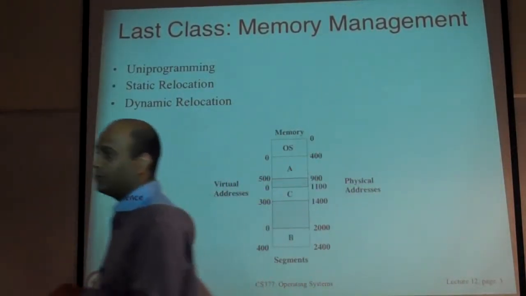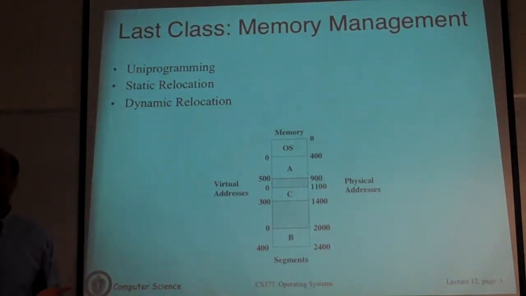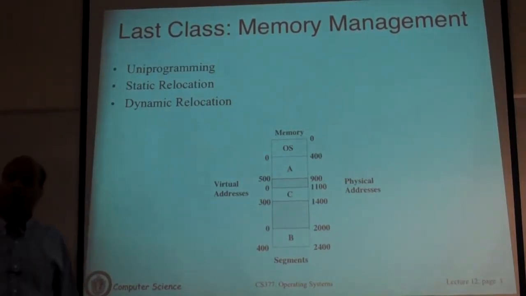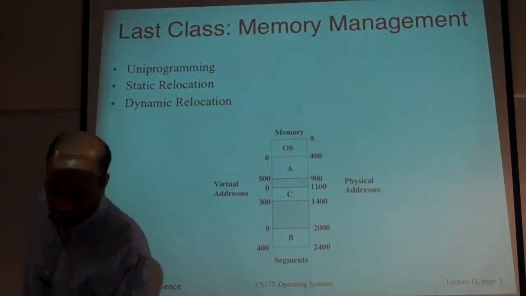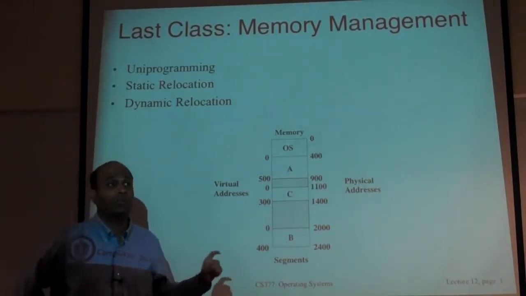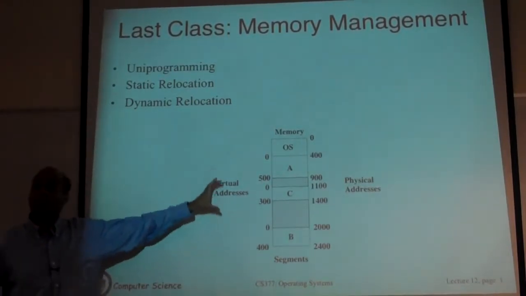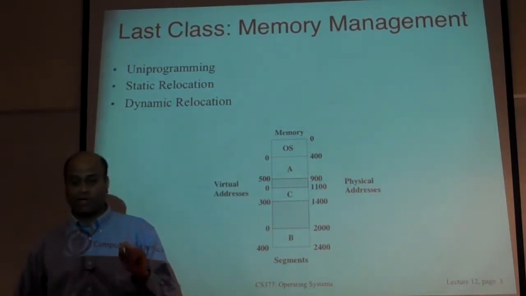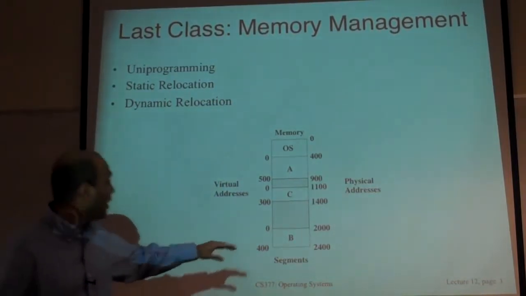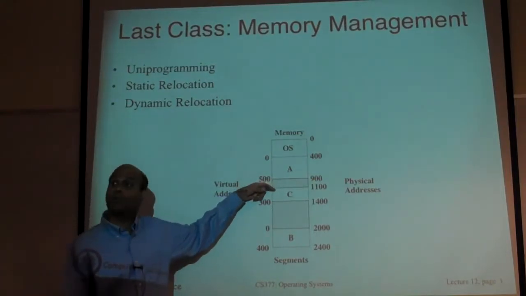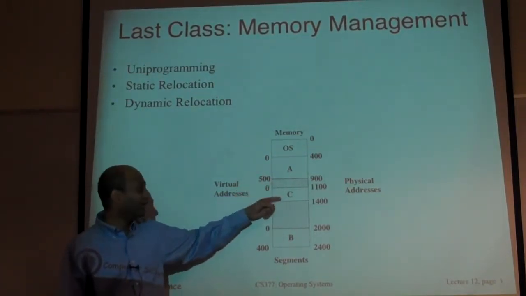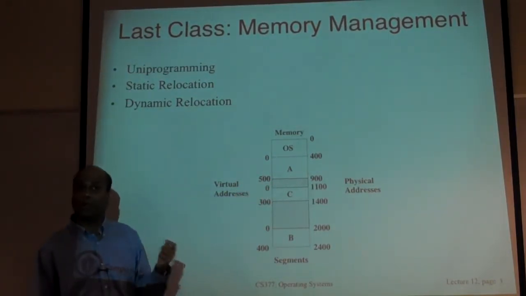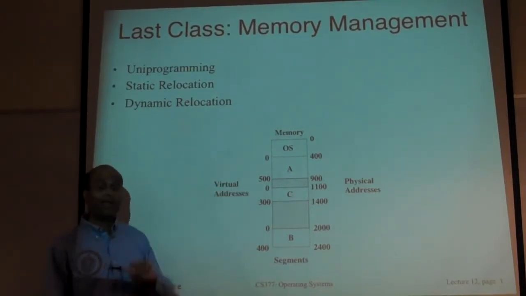The process is always loaded at starting address 0. There's nothing to translate between physical addresses and virtual addresses. And we talked about two forms of relocation, which allows you to load the process at any region in memory, not just starting at offset 0. You do this by tracking the base address where the process is loaded, and then every time a process generates a relative address, a logical address, you add the base to it.